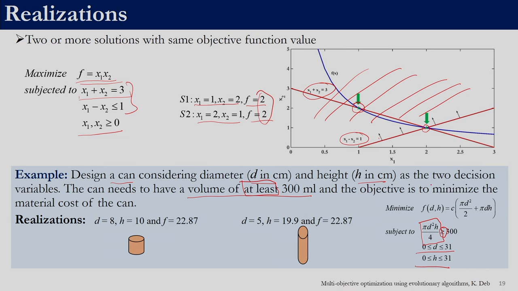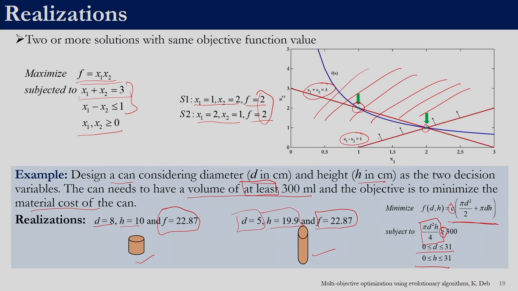And the objective is to minimize the material cost of the can, right? C denotes the cost, and this corresponds to the material cost of the can. In this case, if we take the diameter as 8 centimeter and the height as 10 centimeter, the objective function value would be 22.87, and if we take the diameter as 5 centimeter and the height as 19.9 centimeter, the objective function value, which is the cost, would still be 22.87. So the can either looks like this or like this, right? Here the height is smaller than this can, but in both cases the cost is 22.87.